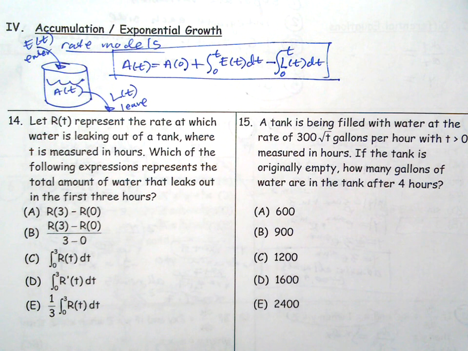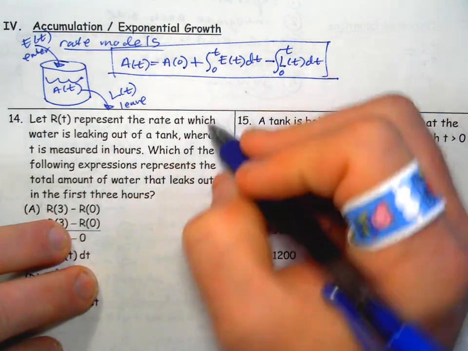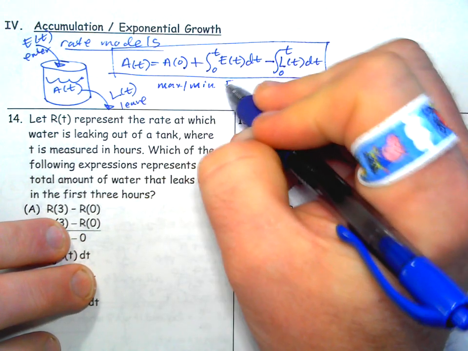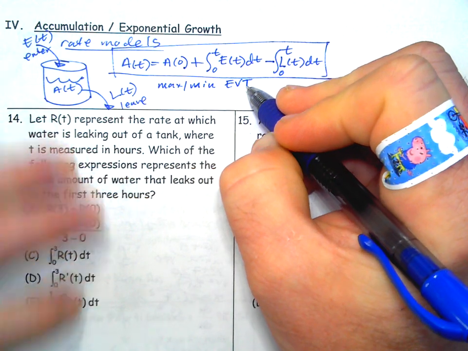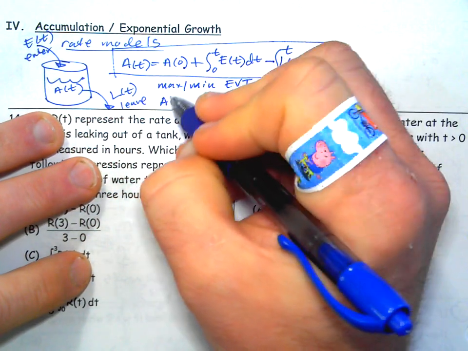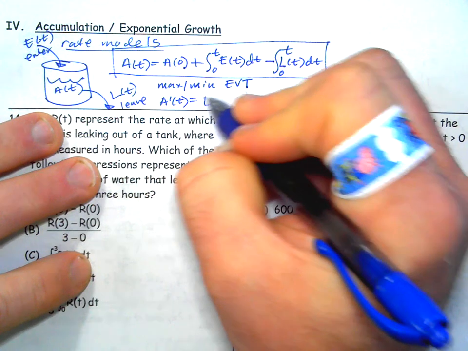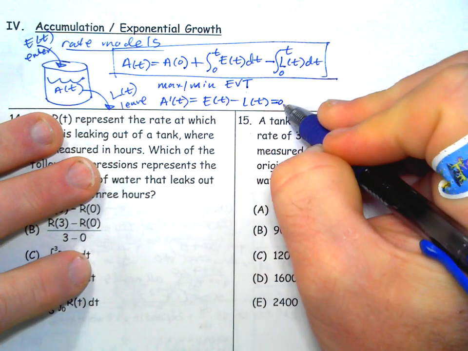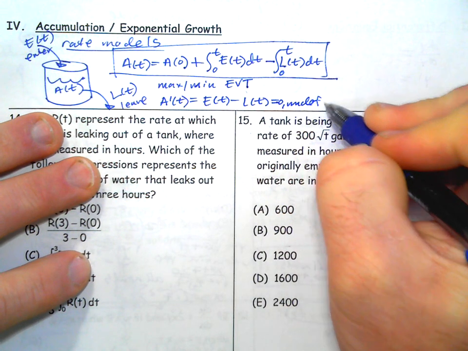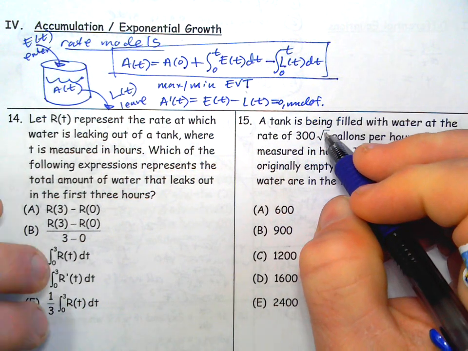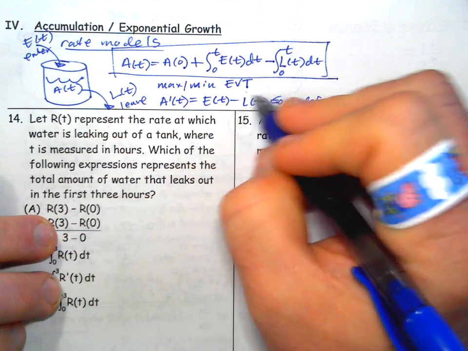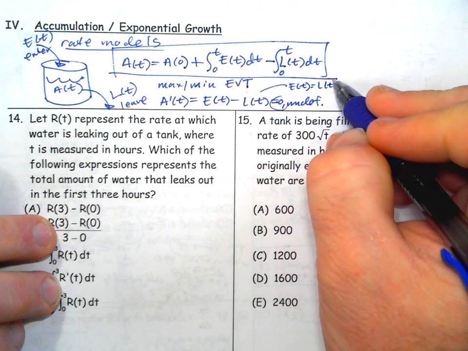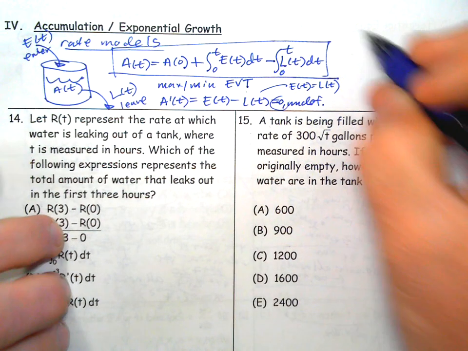A lot of times they ask you for max and mins of these, and usually it's appropriate to use the extreme value theorem. To find the critical points, you have to take the derivative of this, and you get E(t) minus L(t) equals 0 or undefined, which you should always write to get full credit on the free response problems. Now, one of the special cases is that E(t) equals L(t). But I don't want you to jump to that, because then you're kind of skipping some of the calculus.